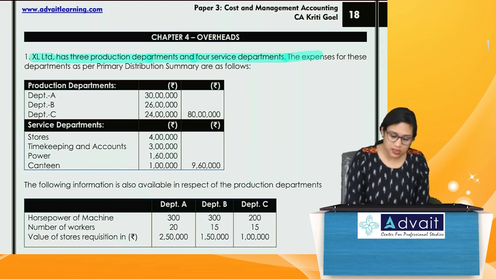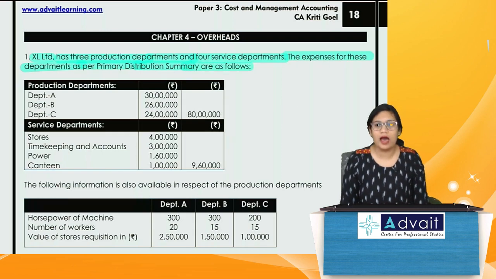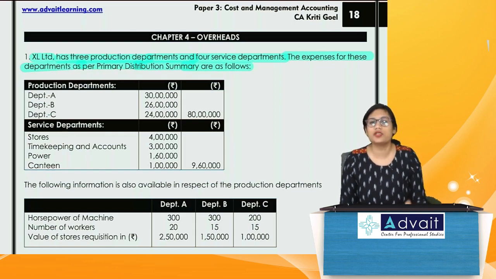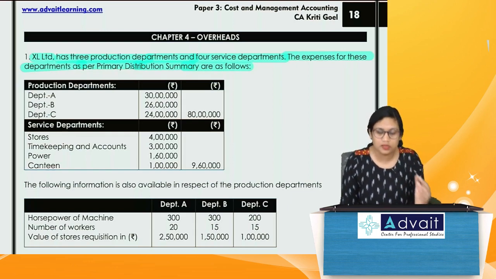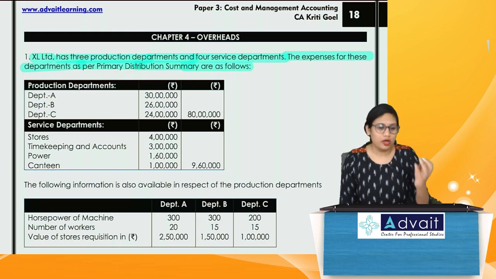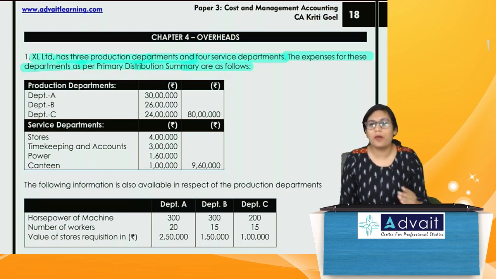The expenses for these departments as per primary distribution summary are as follows. Guys, they have already calculated till primary distribution summary and given to you in this problem. So collection was done, classification was done if at all required, and they have also done the allocation and apportionment, then given to you. That is how we get our primary distribution summary.